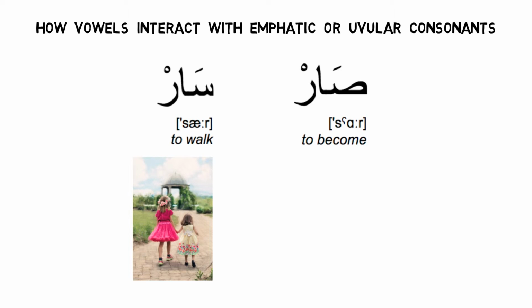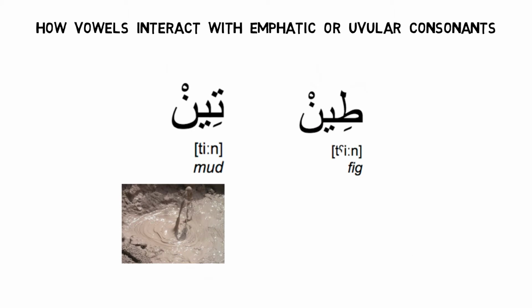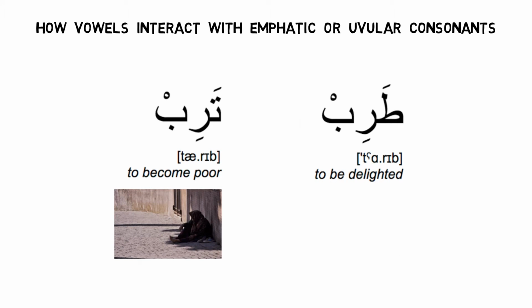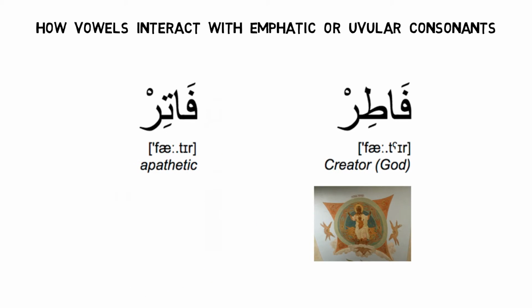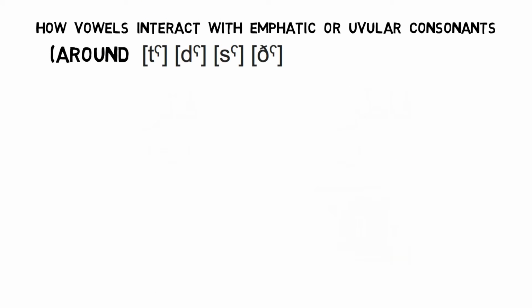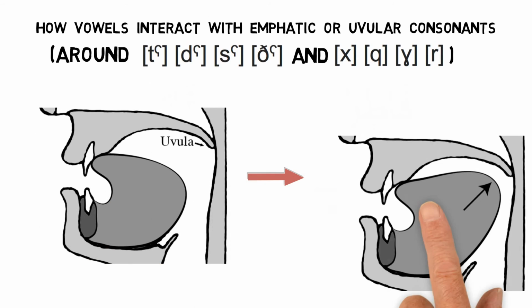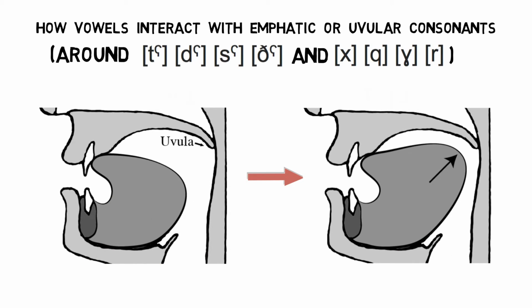Some more examples of this would be teen and teen, tarib and tarib, fatir and fatir. This happens around the four emphatic consonants, ta, va, sa, da, and also around kha, qa, gha, and ra. The idea for all of these consonants is that they're causing the back of your tongue to pull back towards your uvula, and it's actually really hard to force your tongue all the way forward to the front of your mouth when the vowel starts. So instead of doing that, you just leave your tongue in that further back position, which affects what the vowel sounds like.